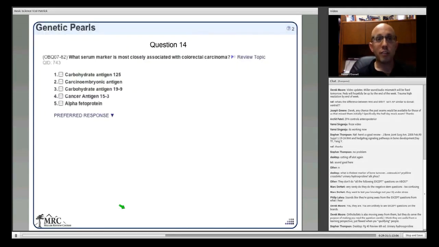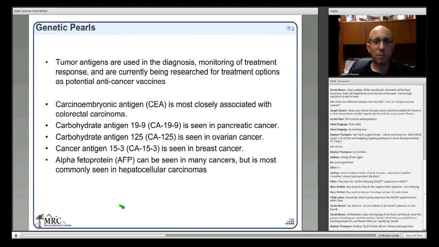Genetic pearls. What serum marker is most closely associated with colorectal carcinoma? Tumor antigens, something that you just got to commit to memory. These are probably the 5 most commonly used ones, something that would be great just to jot down on a piece of paper before you go into your exam. Tumor antigens are used in the diagnosis, monitoring of treatment, and currently being researched for treatment options as potential anti-cancer vaccines.